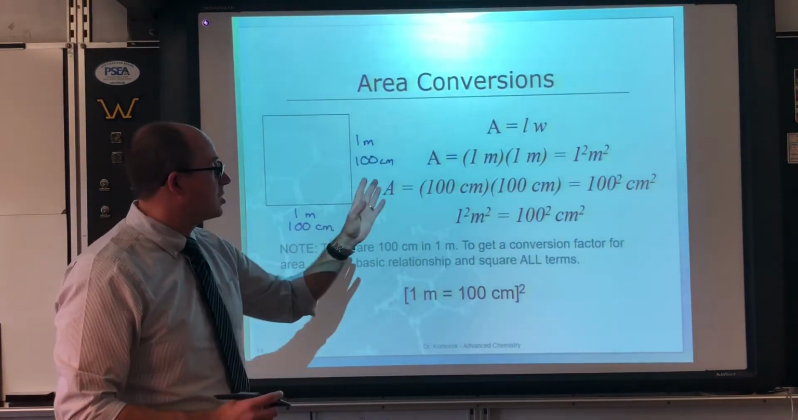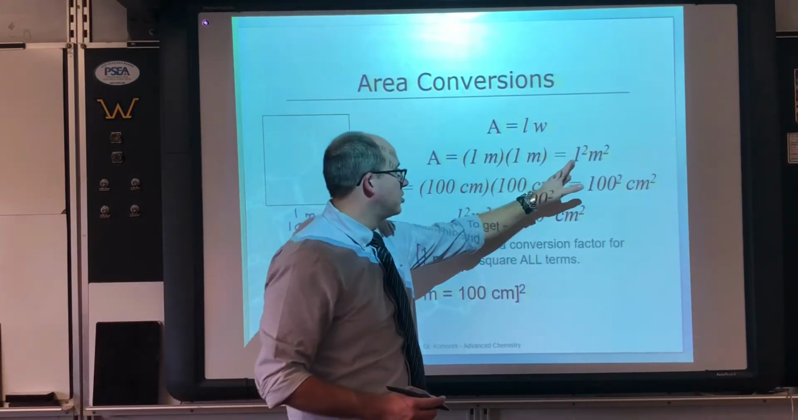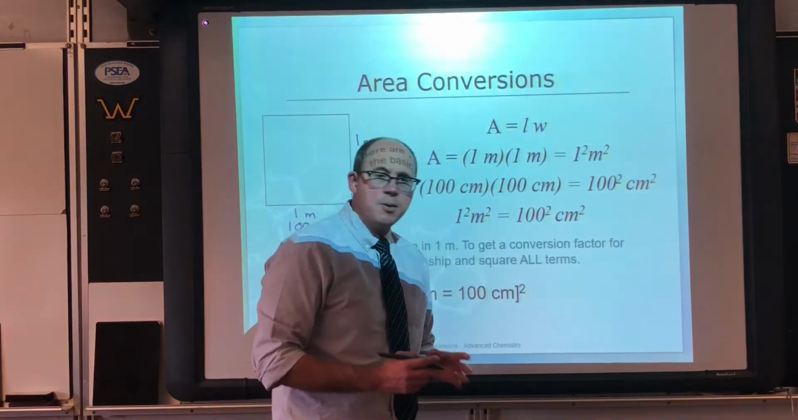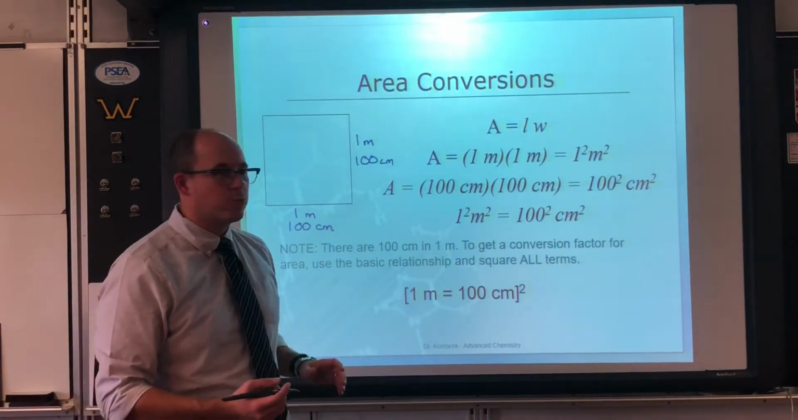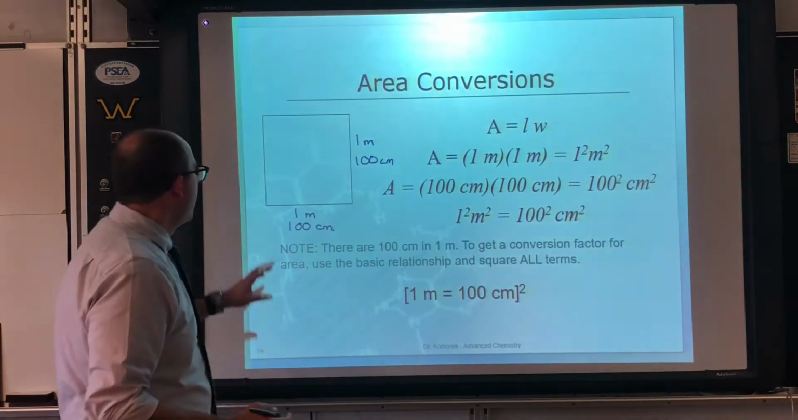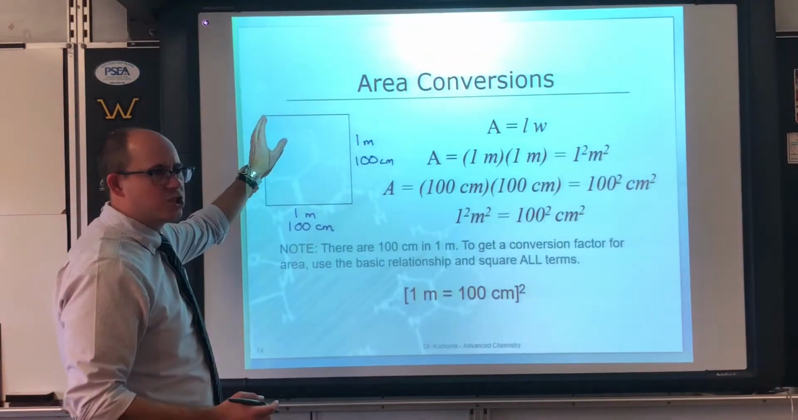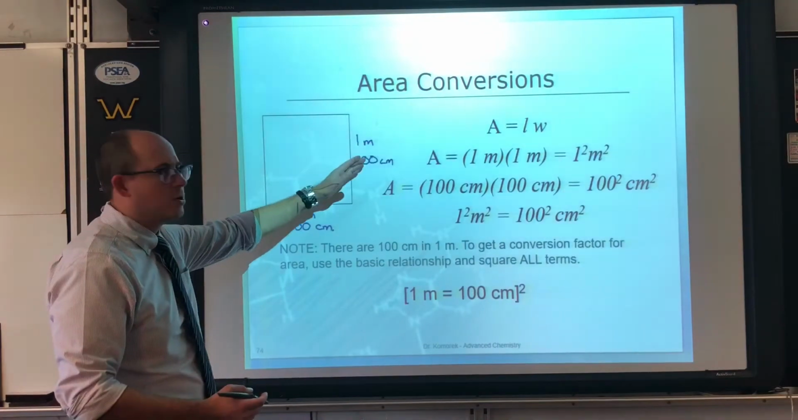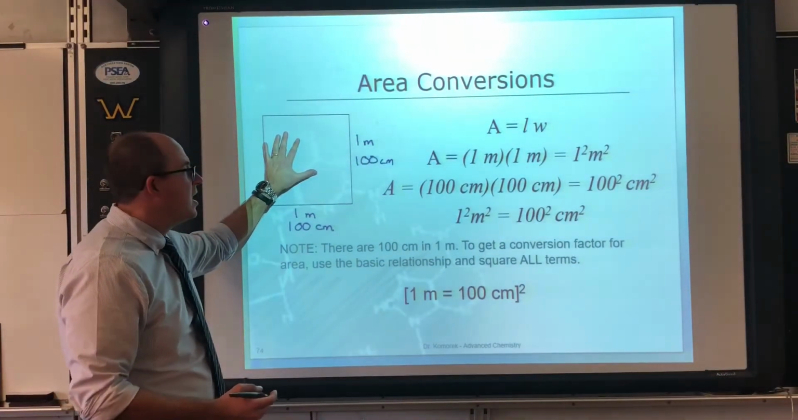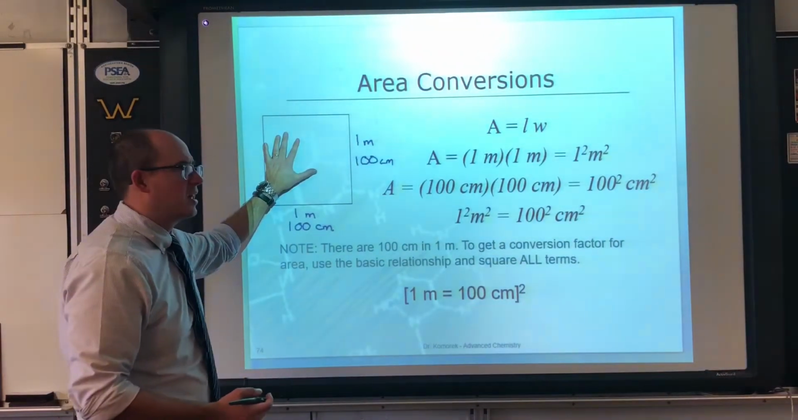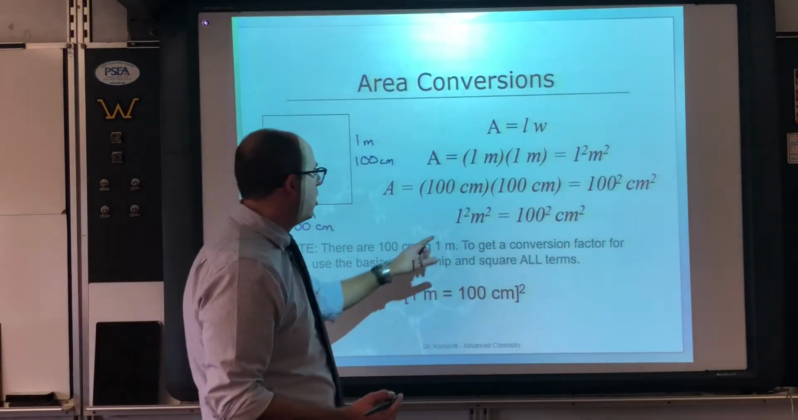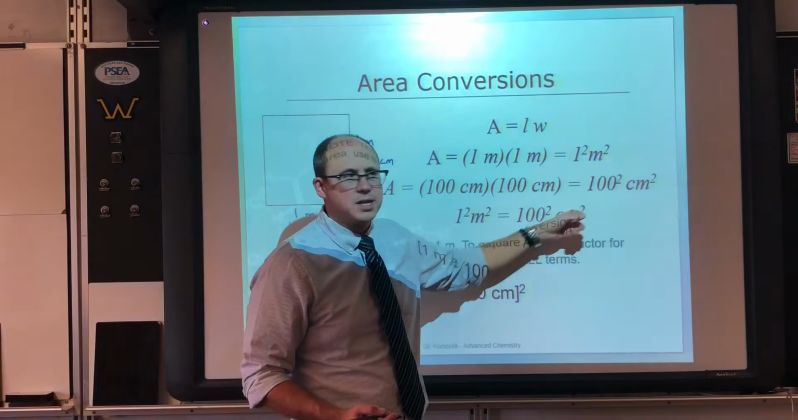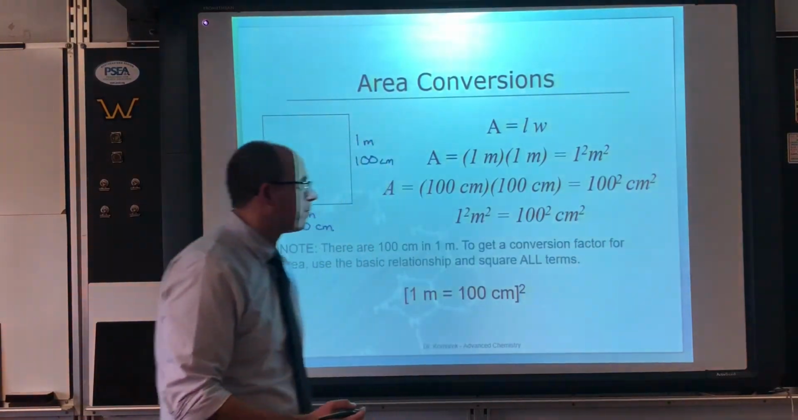Now, the 1 squared in the first one just becomes 1. Here, the 100 squared could become 10,000. But I choose to leave the squares and write it out another way. In each situation, this is the exact same square. Whether it's measured in meters or centimeters, it's still the same. That means the two areas we calculated are equal to one another. Or 1 squared meter squared from here is equal to 100 squared centimeter squared from over here.